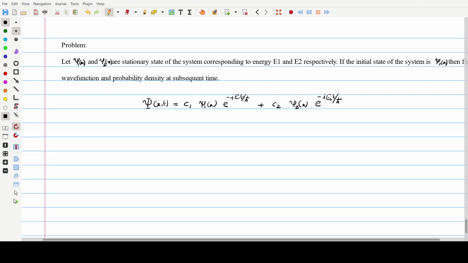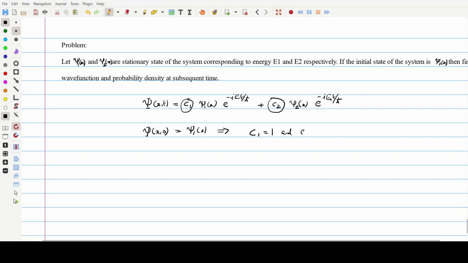Now in order to find the exact solution, we have to find out the values of c1 and c2. We already said that c1 and c2 can be found by using the initial condition. In this question it is given that the initial state is psi1 of x, so psi of x,0 is psi1 of x. What does it actually mean? This means that c1 must be 1 and c2 must be 0. Then we can write the wave function psi of x,t simply as psi1 of x e raised to minus i E1 t by h cross.